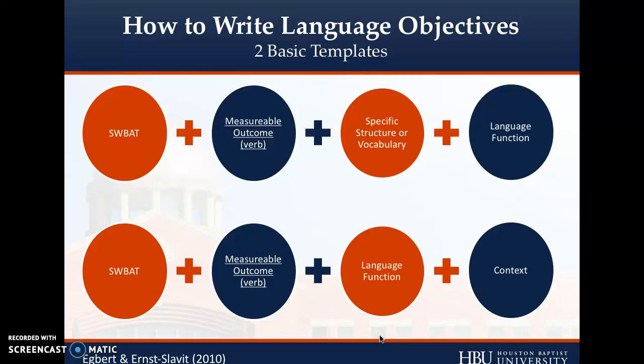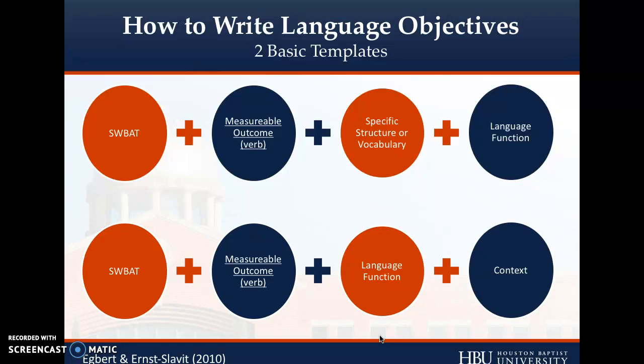So the first one focuses on, we break the end of the objective up into two parts. So the first one shows what we do. We'd have our learner will be able to, plus our measurable outcome verb, and then we add a specific structure or specific vocabulary words that we want the students to learn, and then what function we want them to be able to do with that structure.